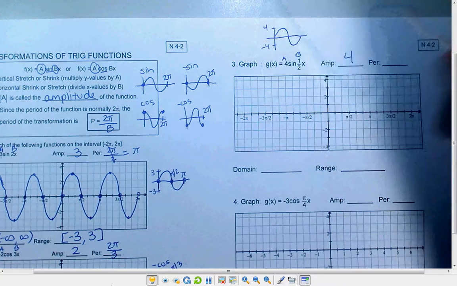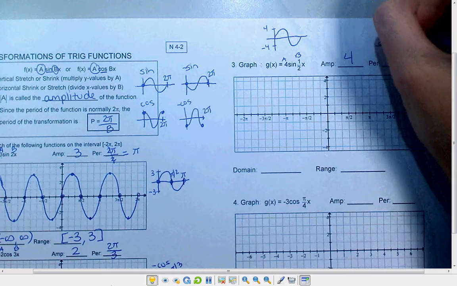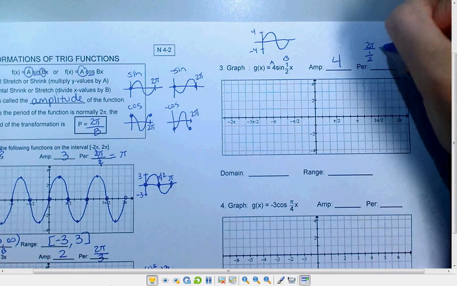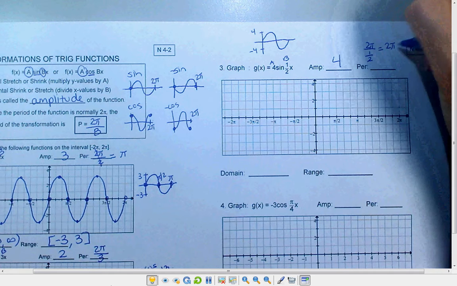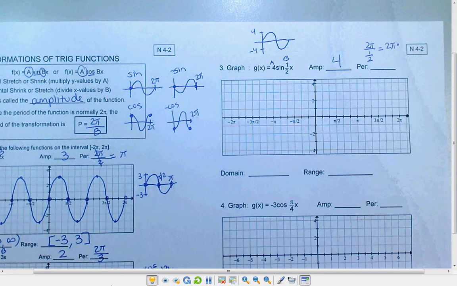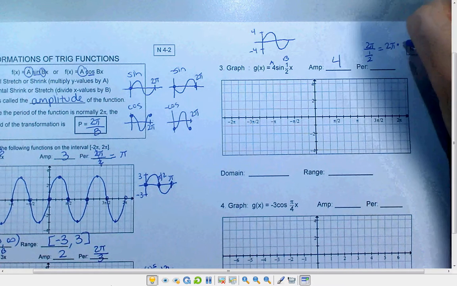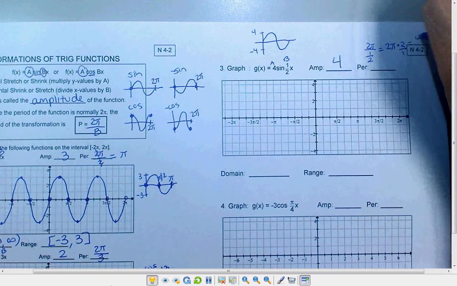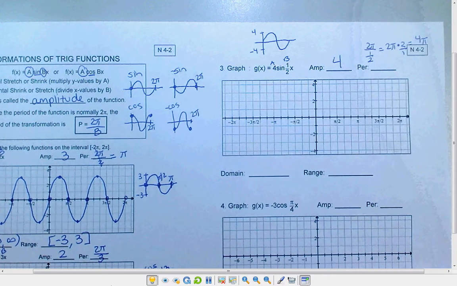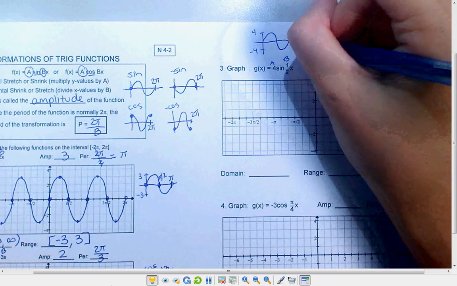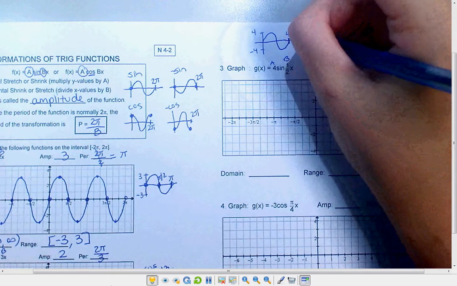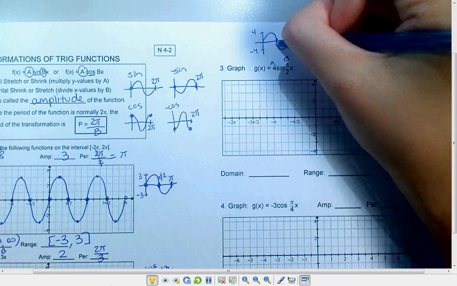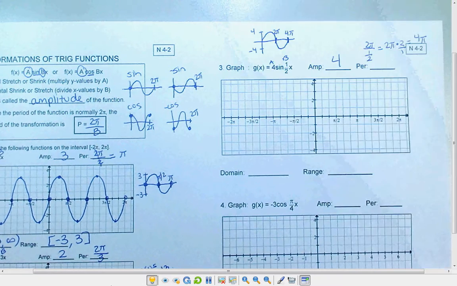My B is 1/2, so I'm going to do 2 pi divided by 1/2. Dividing by a fraction is the same thing as multiplying by its reciprocal. So we're going to turn dividing by 1/2 into multiplying by its reciprocal, which is 2/1, which actually gives us 4 pi, because 2 pi times 2 gives you 4 pi. So that means right here, the end of my period is 4 pi. And then right here, the middle of that is going to be 2 pi.